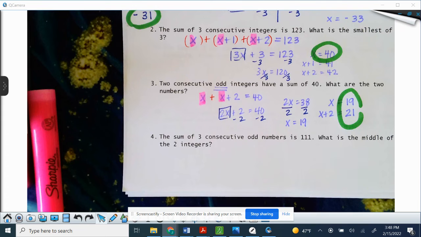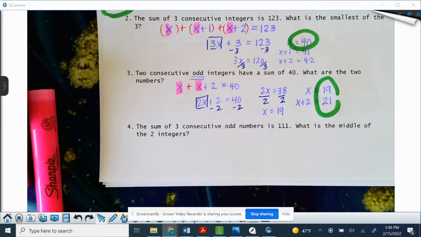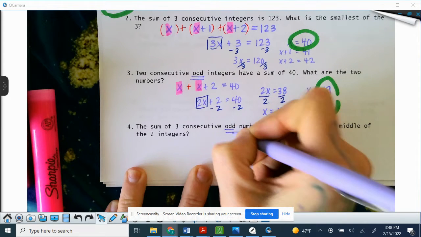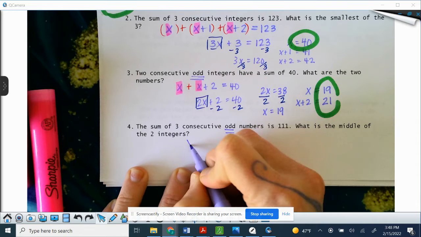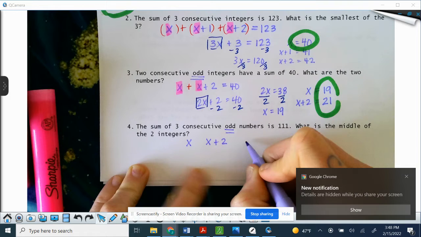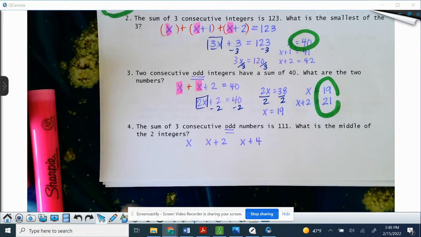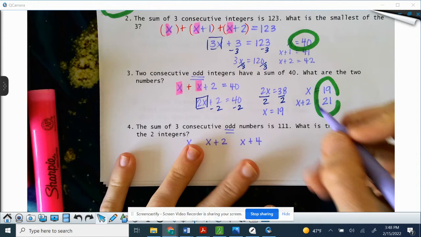So moving right along to number 4, the sum of 3 consecutive odd. Ding, ding, ding. You see the word odd, so we want to make sure we're paying attention. Odd. So 3 consecutive odds: x, x plus 2, x plus 4, because they're odd, right? So it's not x plus 3. It's x plus 2, 4, 6, 8, if we were to keep going, is 111.